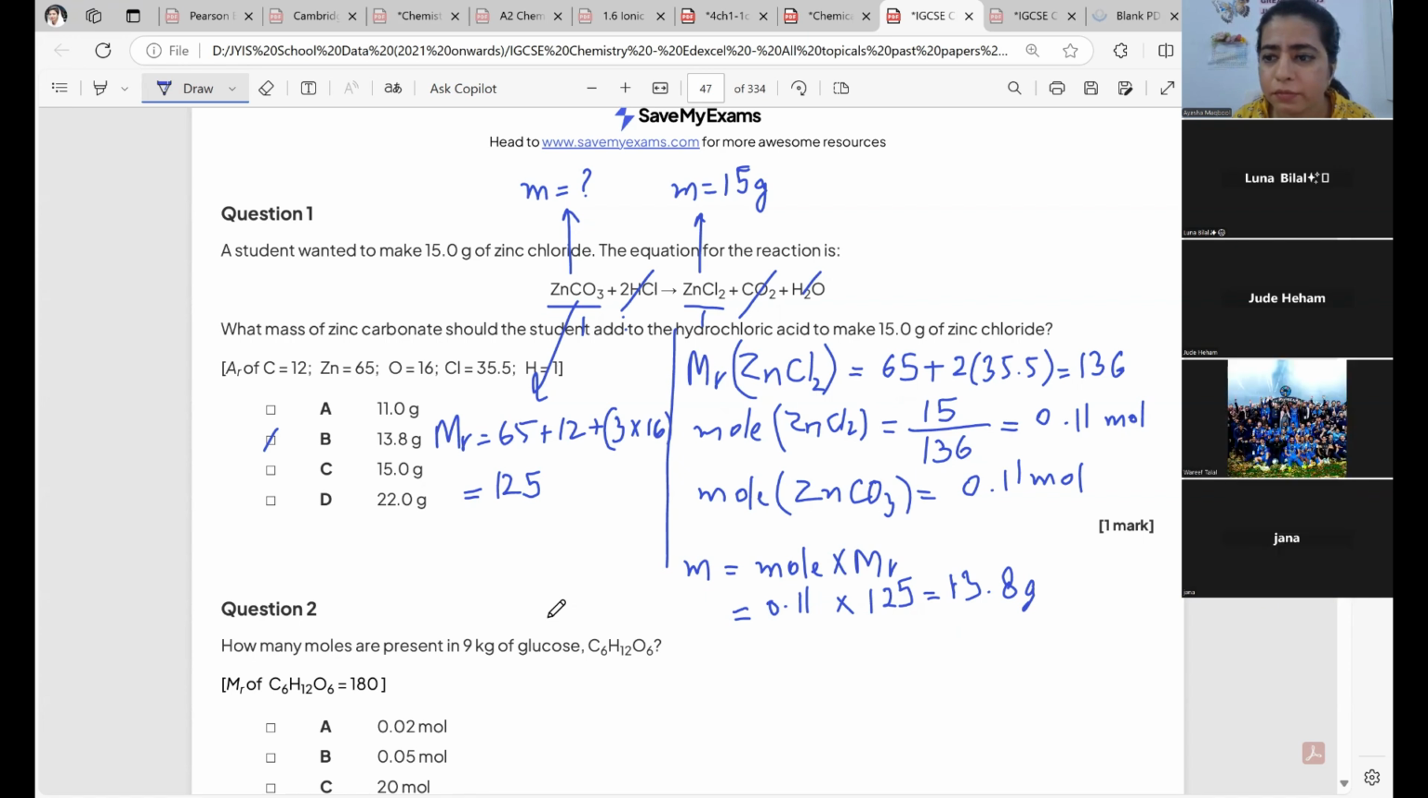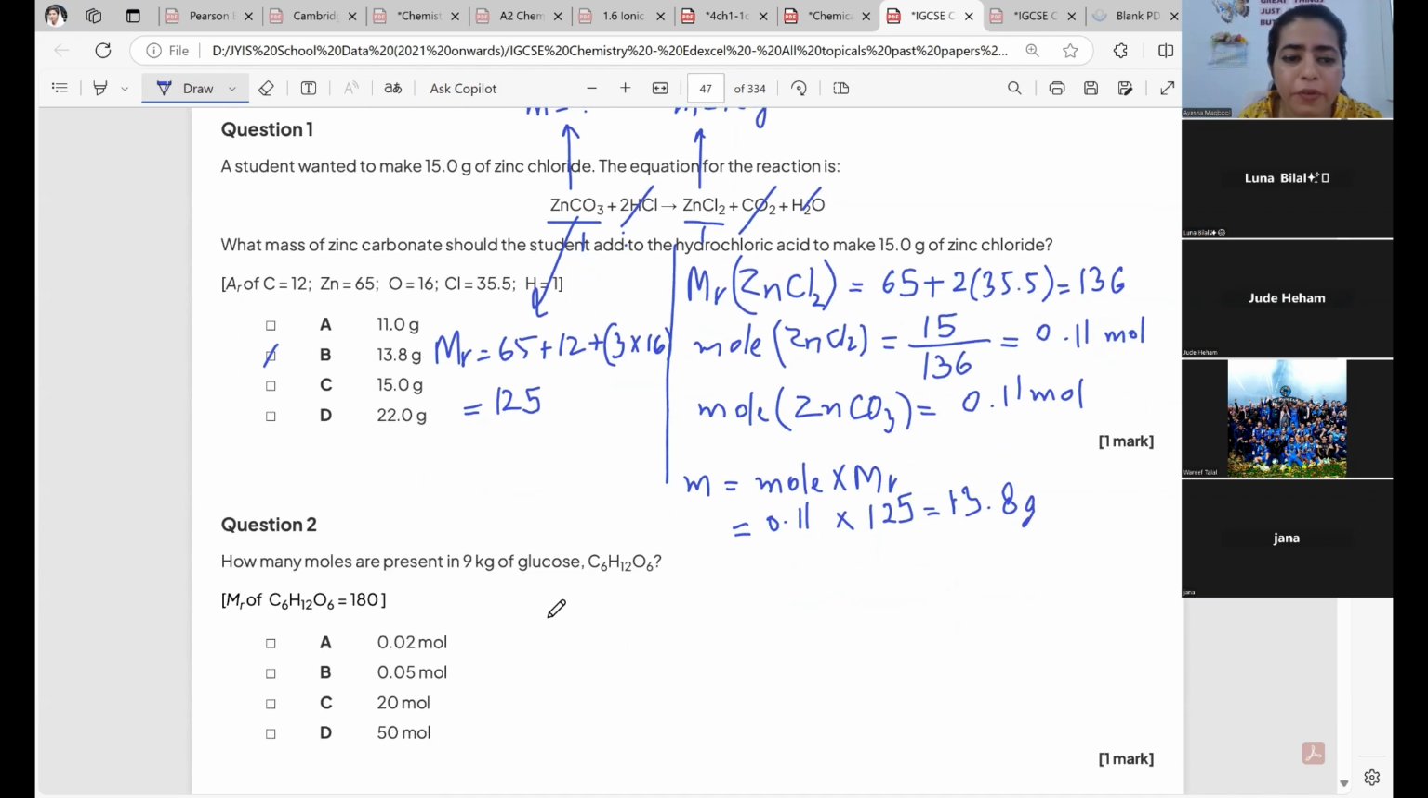Okay, let's move forward to the second question. How many moles are present? Moles we have to find in 9 kg of glucose. Okay, how we can solve this question now? Moles will be equal to the mass over the molecular mass. So 9 divided by 180.